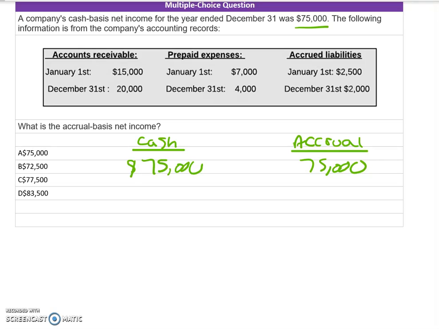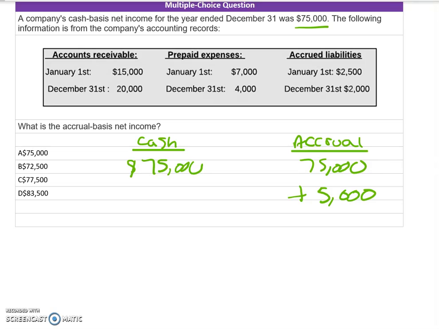But long story short, increasing receivables on the cash basis is going to decrease cash today and therefore increase the accrual basis income. We're still earning that income when we make the sale. So it's not going to have any sort of impact when we receive the actual cash. We already earned it. We're still going to increase it.